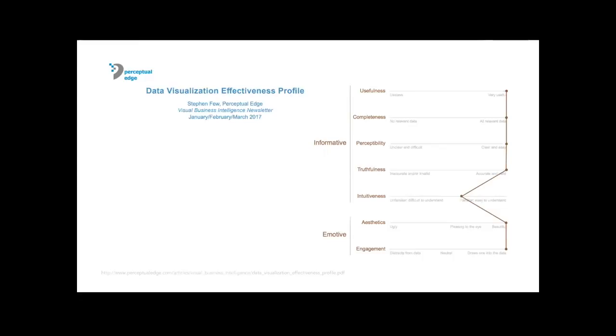And so it covers these dimensions. When we are trying to evaluate a data visualization, we evaluate it on how useful it is. So is this even information that people care about? How complete the data is? Is it easier or difficult to perceive? How truthful is it? How intuitive is it? When you look at it, do you get it? Can you understand it? And so there's the informative piece, and then he also talks about the emotive piece.